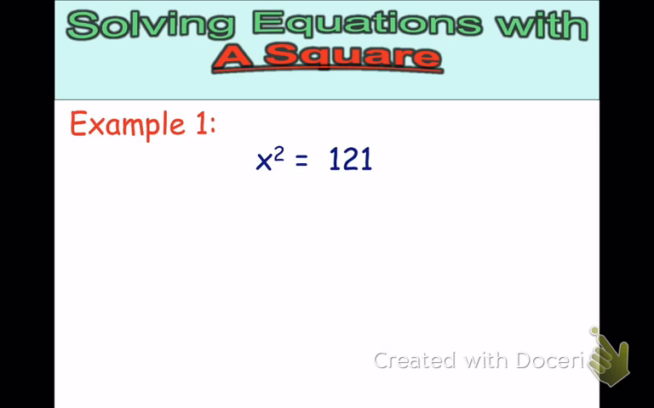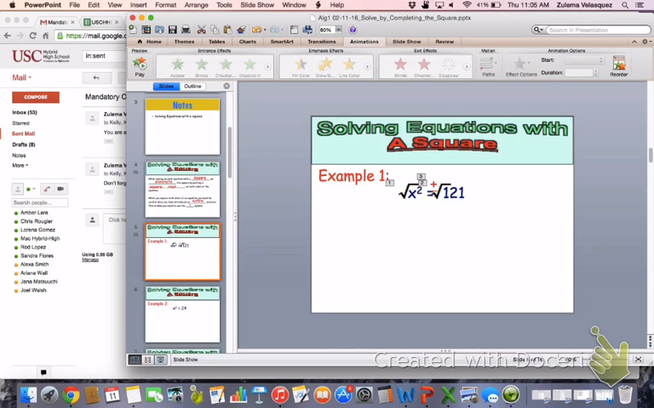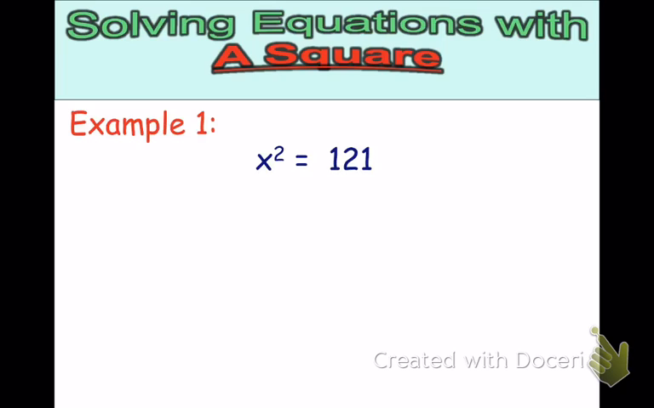So we have x squared equals 121. So I'm going to go ahead. I'm not going to rewrite it this time for the next one. I'm sorry, I haven't switched it yet. Let's get out of here. Let's go to number 2.